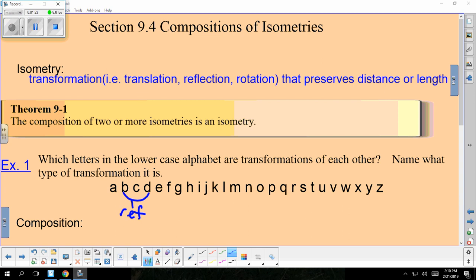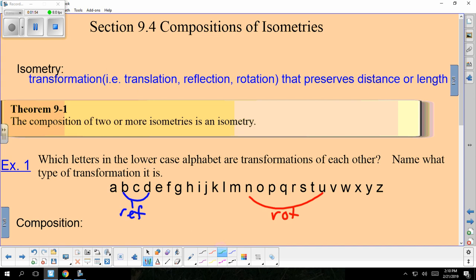So another one, right? What about N and U? How could we get from N to U? A rotation, very good. So a rotation. Now let's look at one more.